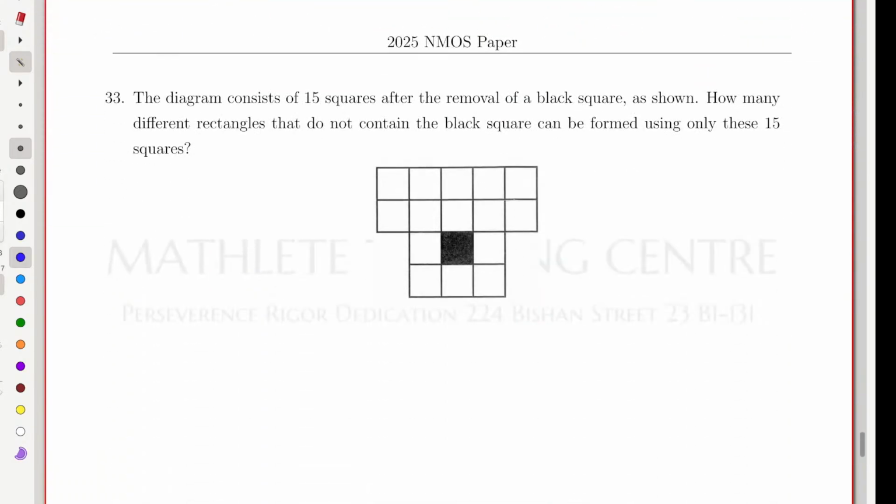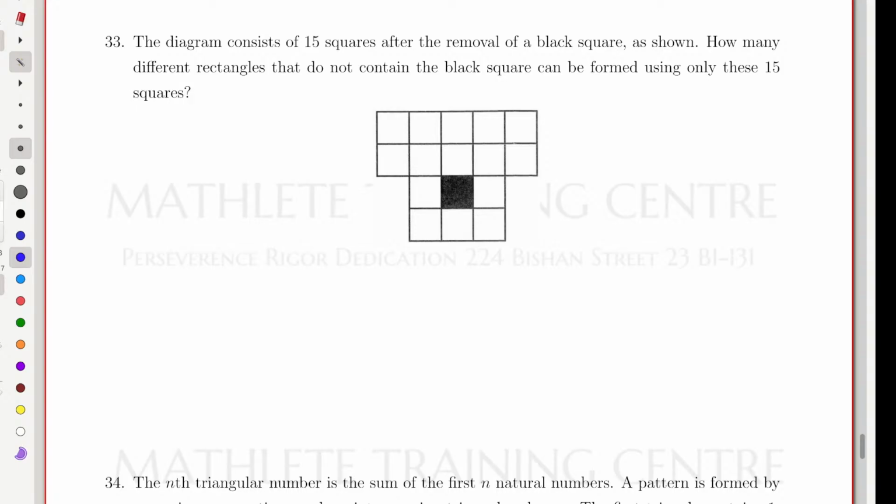Okay, question number 33 here. Now, the last 2 questions, they are all going to be pretty tedious. Just a fair warning. Question number 33 asks for how many rectangles do not contain the black square. So the way we're going to do this question is that we are going to count how many rectangles are there here.